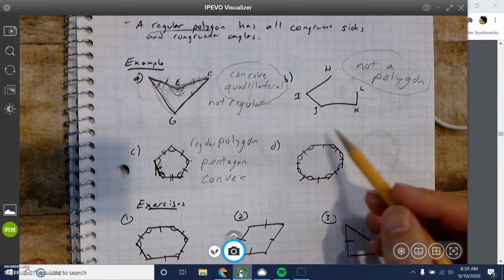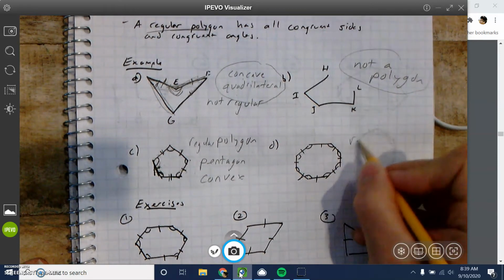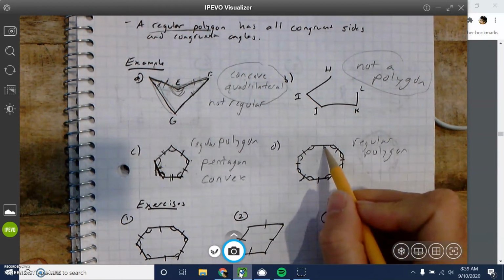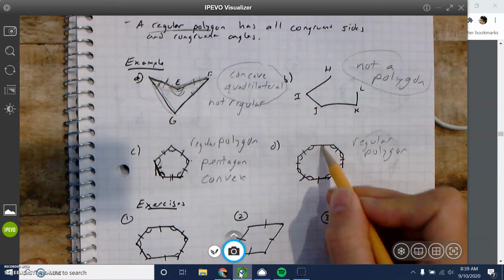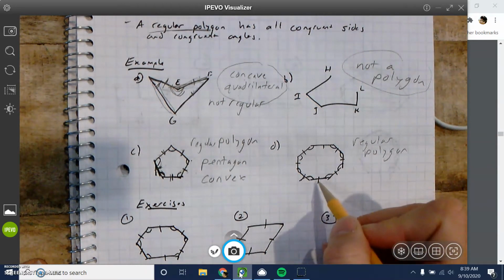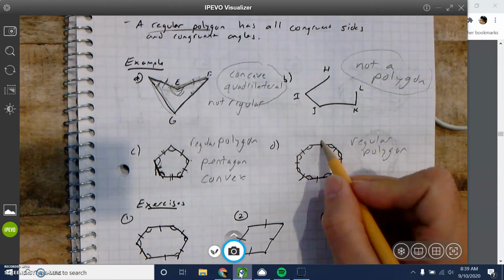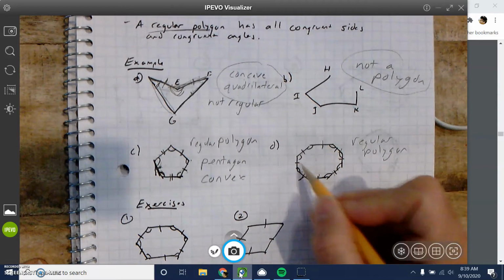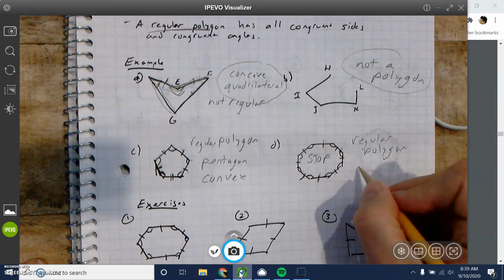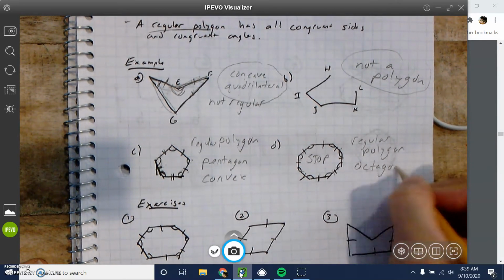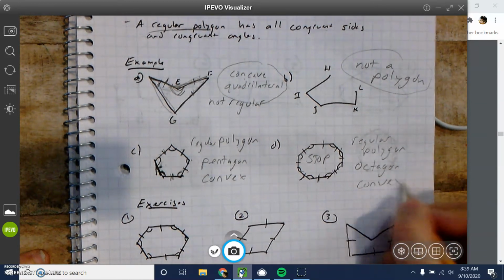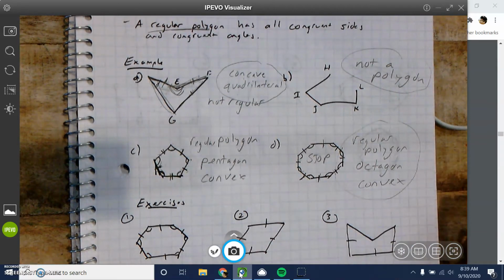Try this one. What do we call this? Oh yeah, this one is a regular polygon. Why is it regular? Because all of the sides have the same mark, which means all the sides are congruent, and all the angles also have the same mark. So all the angles are also congruent. How many sides does it have? 1, 2, 3, 4, 5, 6, 7, 8. It's like a stop sign. An 8-sided shape is an octagon. And this doesn't have a little cave in it, so this one is convex. So that's how I'm going to classify this one.